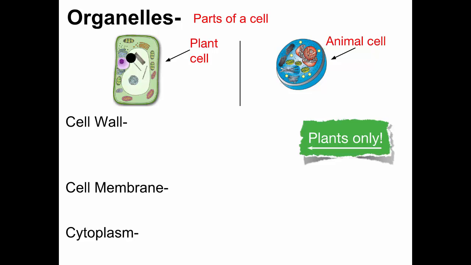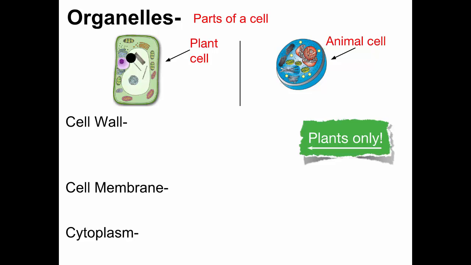So for some of the organelles that we talk about, they will be found in both plant and animal cells. Other organelles might only be found in plant cells. There's some specialized organelles. And we'll start with the first one, which is only found in plant cells.